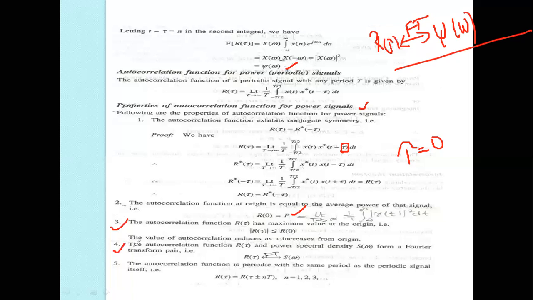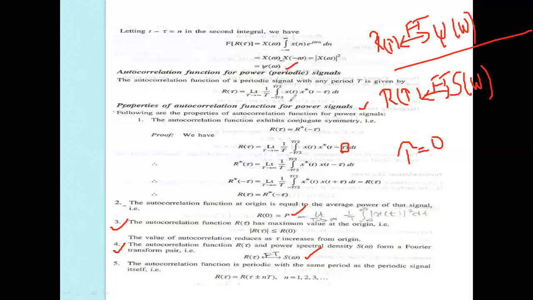And the fourth property: R of tau has a Fourier transformation relation with the power spectral density. In energy, we have the energy spectral density Fourier transformation. Now the autocorrelation function is also related by Fourier transformation to the power spectral density S of omega. R of tau and S of omega, the power spectral density, form a Fourier transformation pair.